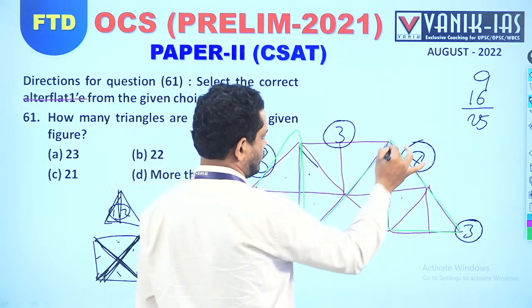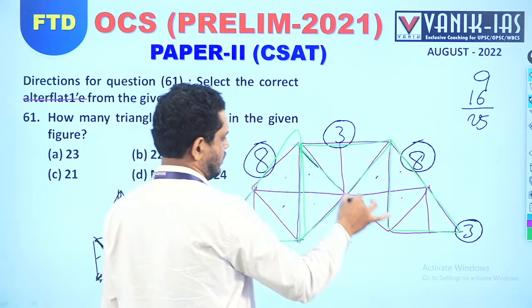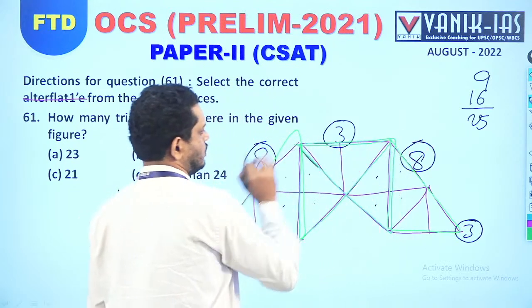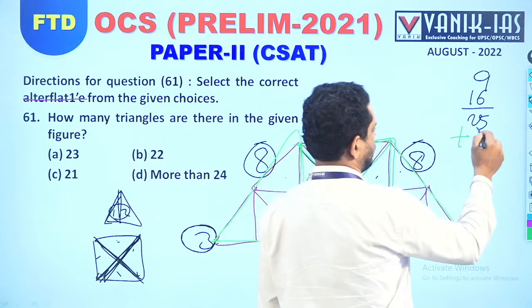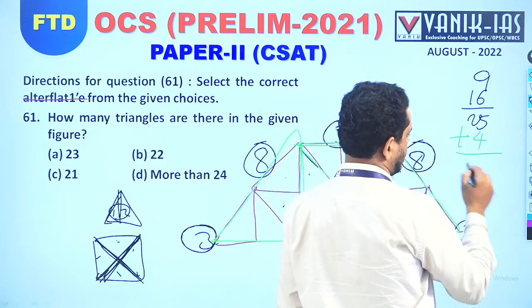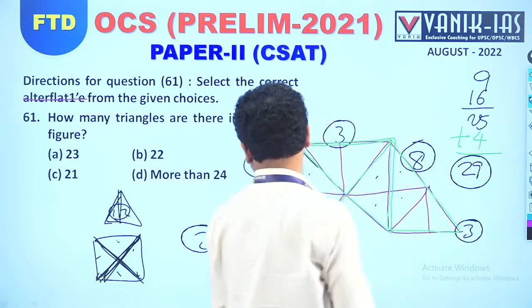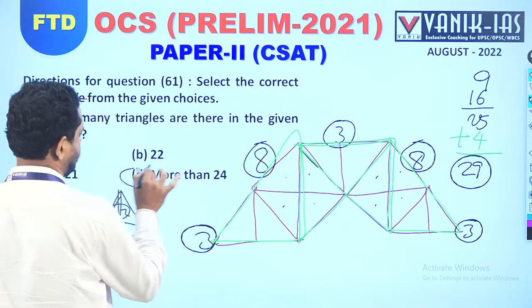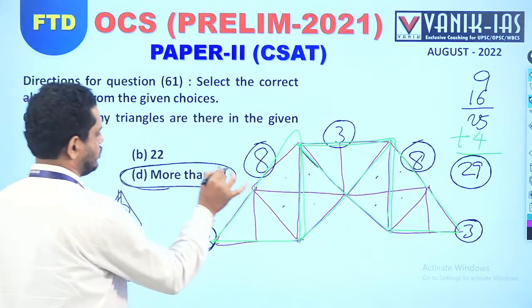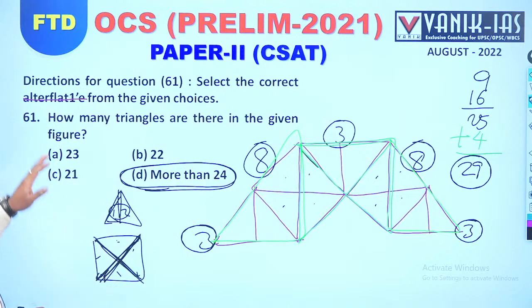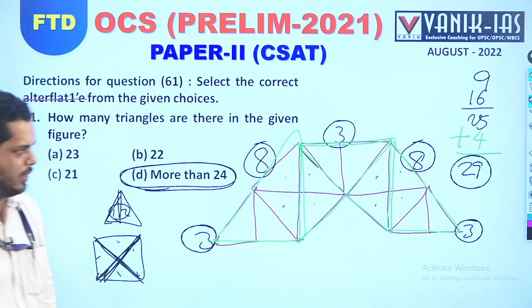This one is 1, this one is 2. So 24 plus 4, it becomes 29, which is more than 24. So the correct answer of the given question is option number D, and here is the answer explanation.